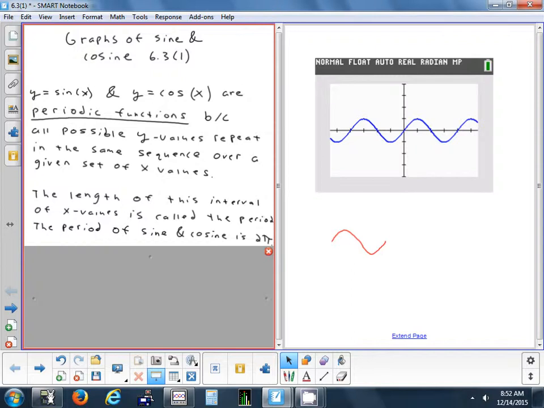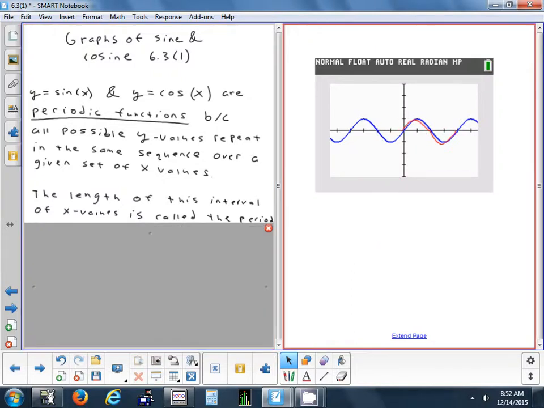And that interval, basically that distance from here to here, that's called the period of the function. It's basically how many degrees or how many radians you have to go through before you get back to the starting point, and the graph is going to repeat itself again.